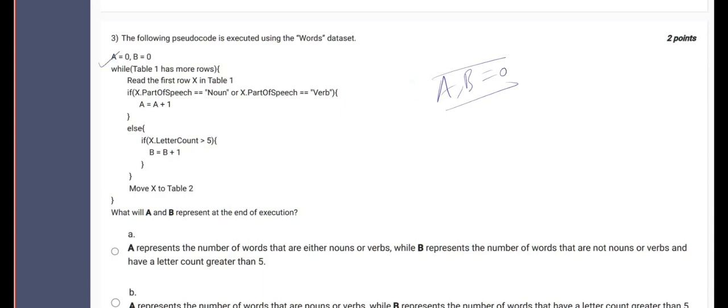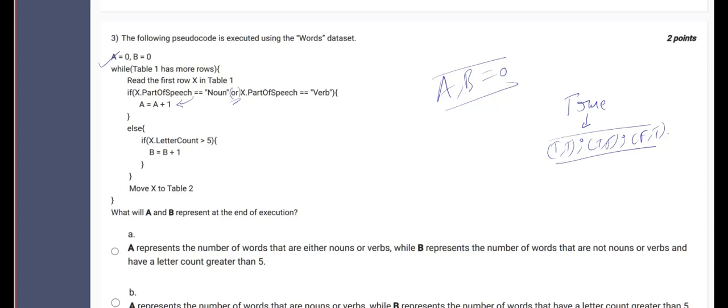If the part of speech is a noun or part of speech is a verb, but remember we are using an OR operator, and the final result of an OR operator will be true for this combination: true true, true false, and false true, right? So we will have to consider all these three combinations in order to give an answer for A.